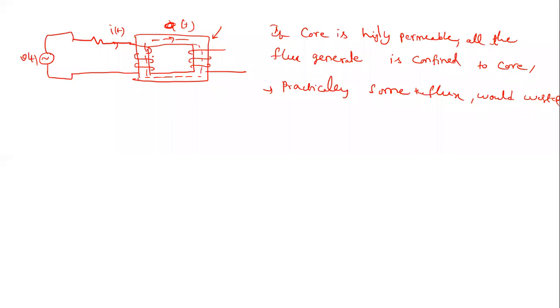Those fluxes go around the core like this. Are you able to see the diagram? Yes, sir. Right. So the flux which is wasted, I can say, is a leakage flux. You have to understand this very important word, leakage flux.